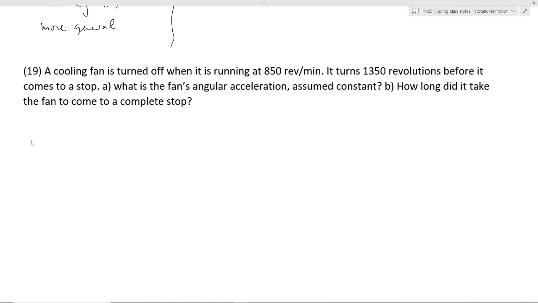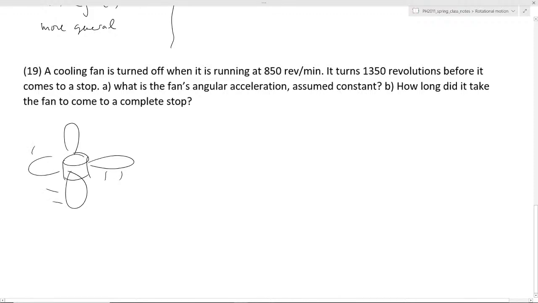Okay, so my ability to draw this is not going to be very good, but we have a fan that's whipping around, and then it comes to a stop. The thing is rotating at 850 RPM.